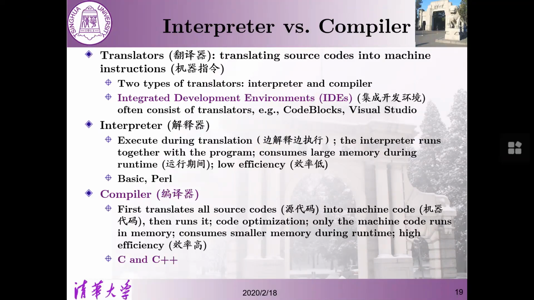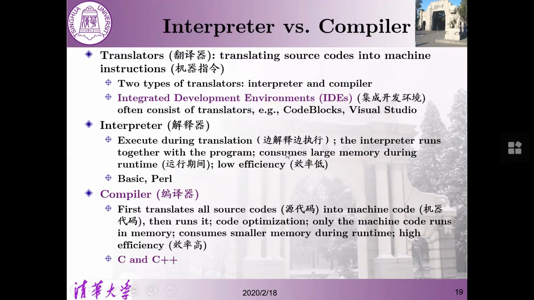I think in many foreign countries, their classes also use Linux. So Linux is also a good option. Okay, for CMake, we will mention it later. So for translators, there is the interpreter. The interpreter executes during translation. When it translates one line, it then executes that line. So the interpreter runs together with the program.